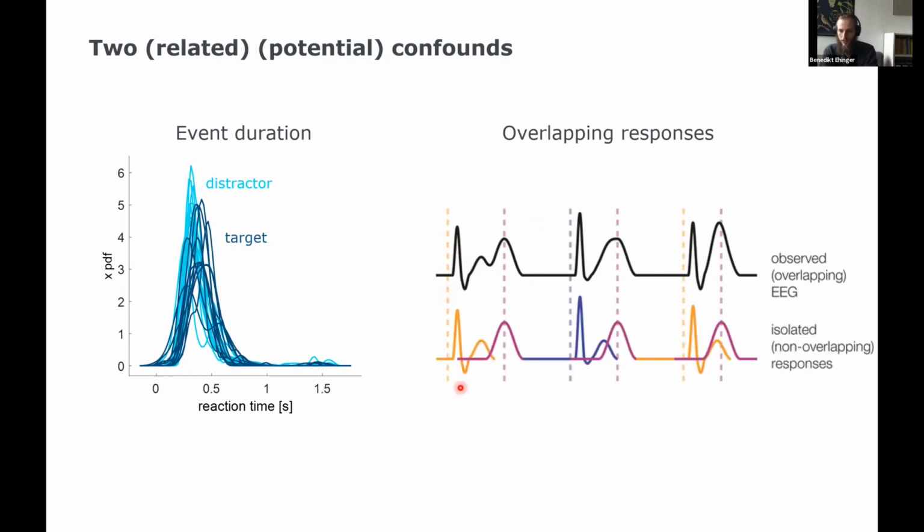The second potential confound is that we are actually recording overlapping potentials. What we mean by this is that we could have an isolated response to a stimulus and an isolated response to a button press, but we are actually recording both of them together. Now, because we have different reaction times between conditions, these conditions might have different distances and so also different overlap in our overlapping EEG.